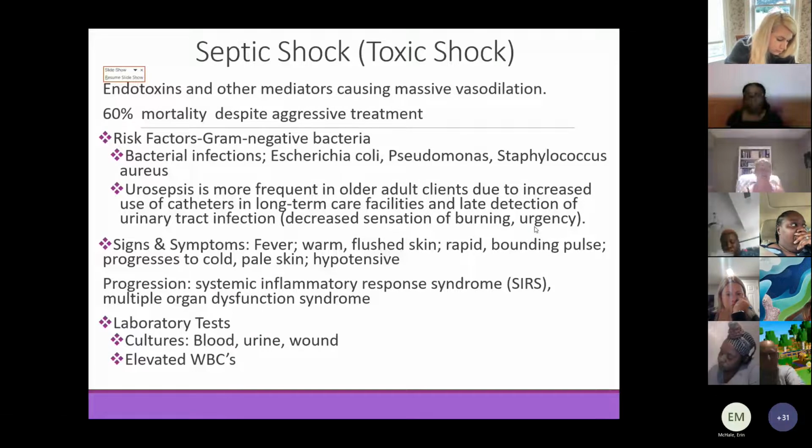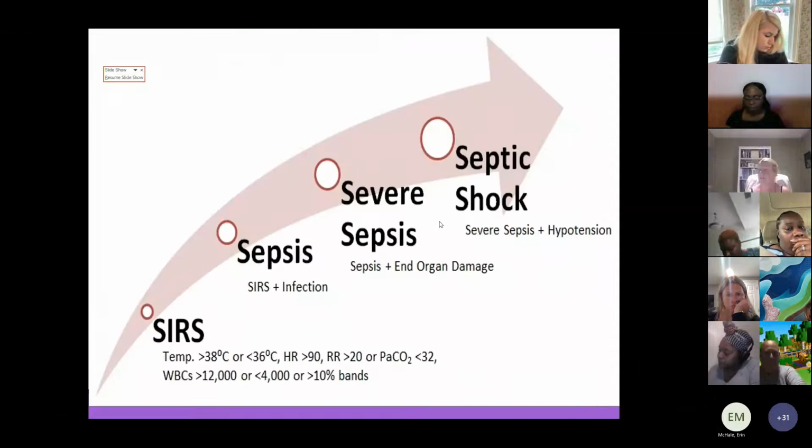We're also going to be looking at our complete blood count. So we're going to be looking at our white blood cell count because we want to see if that's elevated, because that obviously is a sign of infection. And remember, our white blood cell count, our normal range is 5 to 10,000.